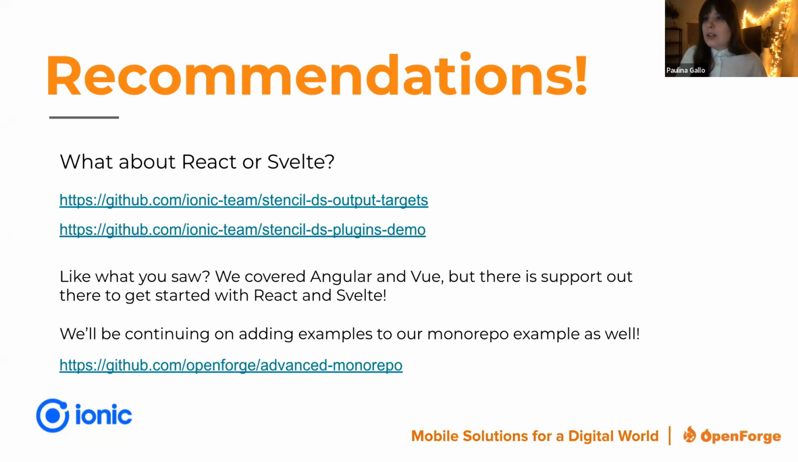Yeah, let's talk about some recommendations. I definitely recommend, if Angular and Vue aren't up your pace, but you're interested in trying out some Stencil components and some shared components in your monorepo, I know Ionic and Stencil have examples for React and Svelte. And I know Fernando and I were so thrilled to do this presentation that we're going to be continuing to add examples to our project. So doing the same thing that we did with Angular and Vue, we're going to work on adding that to our monorepo in React and Svelte.